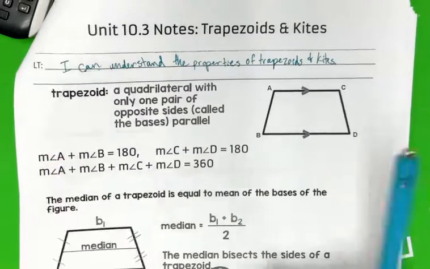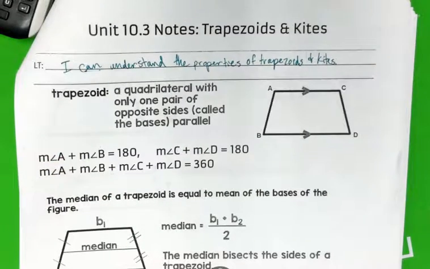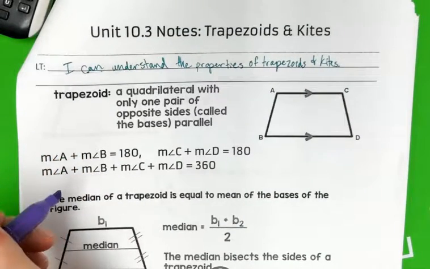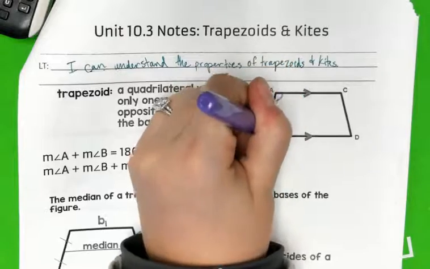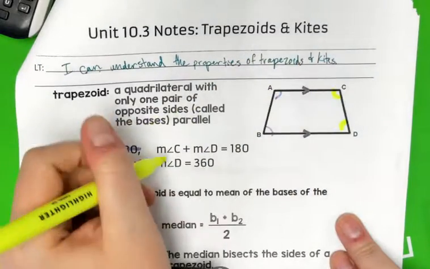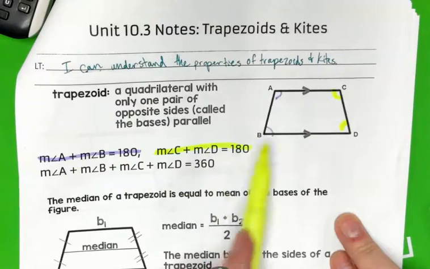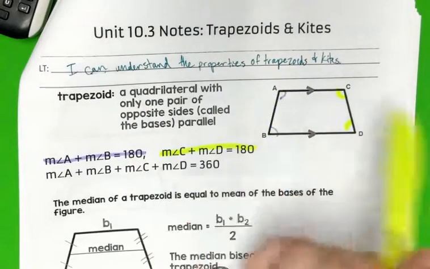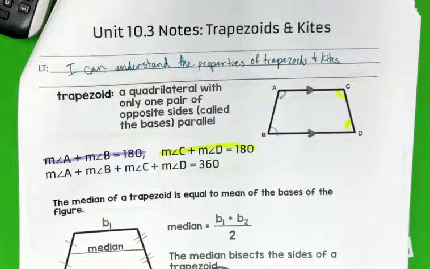Alright, so we have these showing the measure of angle A and the measure of angle B add up to 180. And then we know that C and D add up to 180, so they're supplementary. So the consecutive angles, the angles that are next to each other right here, the top and the bottom, are going to be supplementary, and then all of them add up to 360. Okay, and that is a property of all trapezoids.